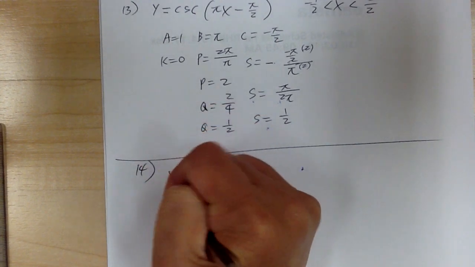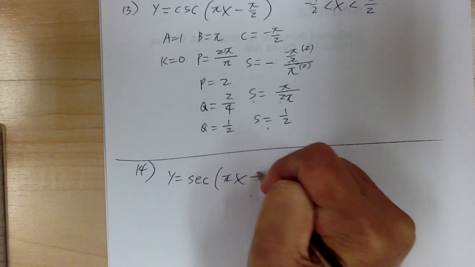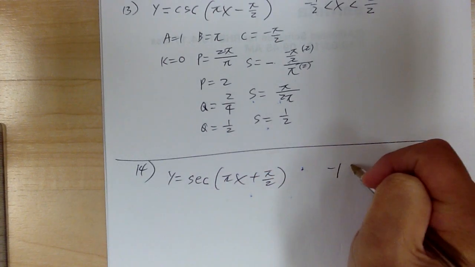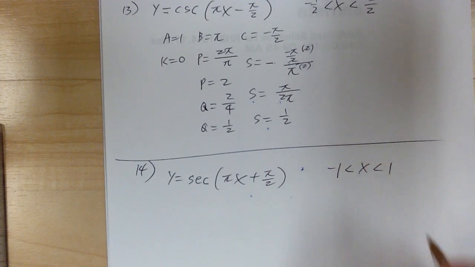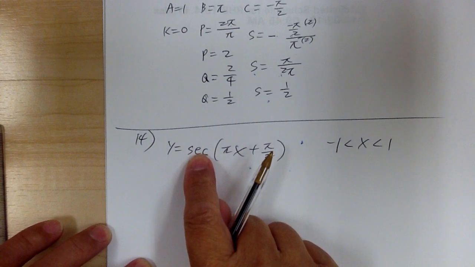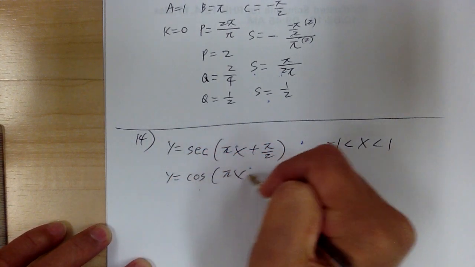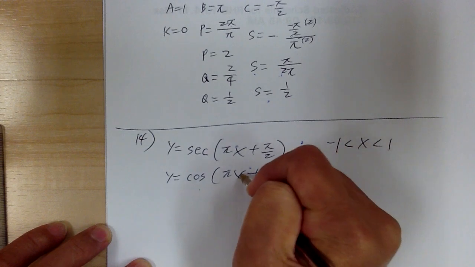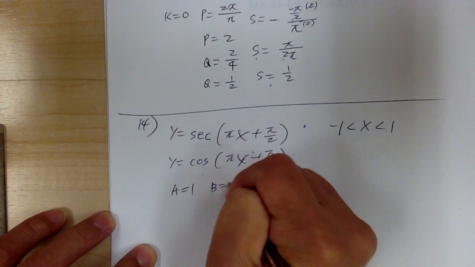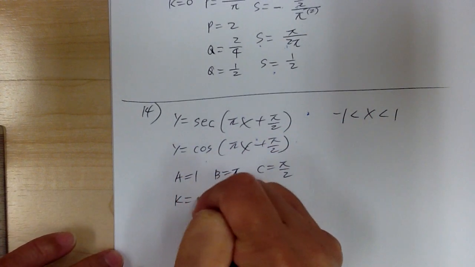Number 14, you have y equal to secant of pi x plus pi over 2, and you want to go from -1 to 1. So again, secant came from cosine, so you want to pretend you're graphing the cosine of pi x plus pi over 2. So a equal to 1, b equal to pi, c equal to pi over 2, and k equal to 0.